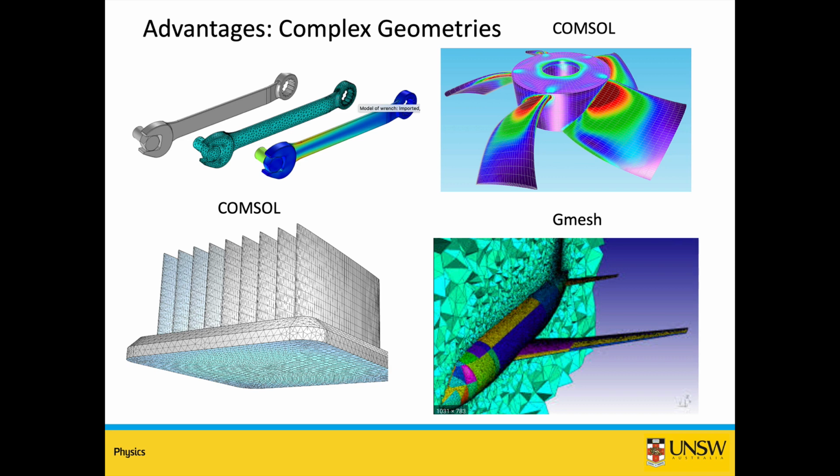And on the right side, you see an aeroplane moving through air, and you can discretize both the surface of the aeroplane and the fluid that it is going through, in this case the air, with finite element, and study problems in fluid dynamics, for example, or aerodynamics that are relevant to aeronautical engineering.